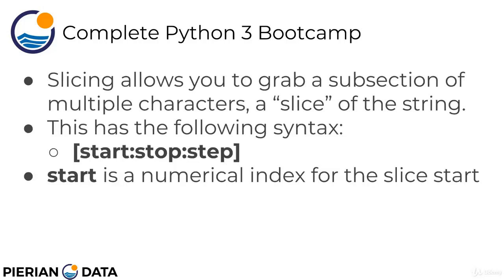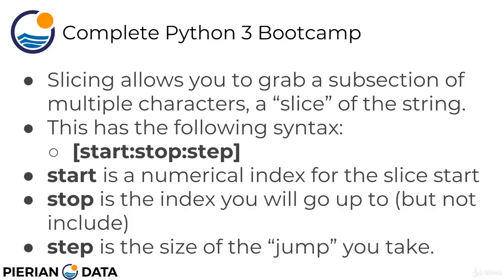Slicing allows you to grab a subsection of multiple characters, otherwise known as a slice of the string. And this has slightly different syntax. Again, it's going to be in square brackets, but because we're grabbing a subsection, we're going to be able to define 3 parts of this. We're going to be able to say start, stop, and step. So again, this goes in square brackets with a colon separating each of these 3 terms. Start is going to be the numerical index of the slice start. Stop is going to be the index you will go up to, but not include. So that's an important note there, and we're going to really focus on that in the examples we'll see in just a bit. And then step is the size of the jump you take from start to stop.